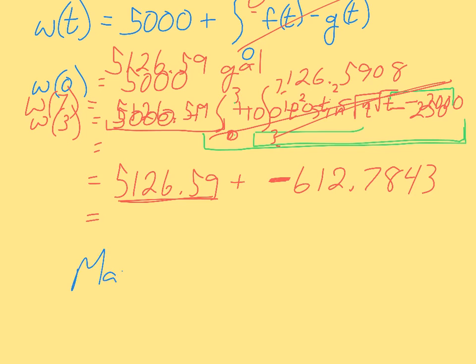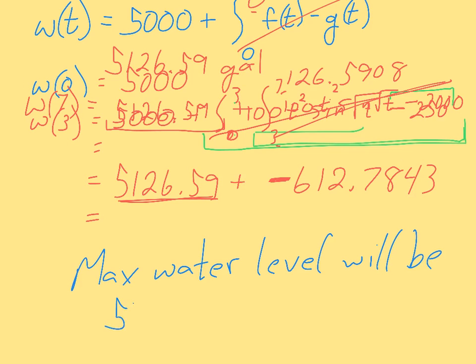I'll say max water level will be 5,127, we'll round that off because again it said to the nearest gallon, so 5,127 gallons at time equal to 3 hours. And we can make that statement. Okay, so the little switch there for number 7, you can scroll back and read through that one more time if you have to, but that's how we're going to solve that question.